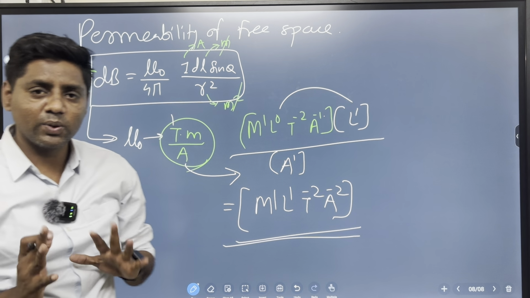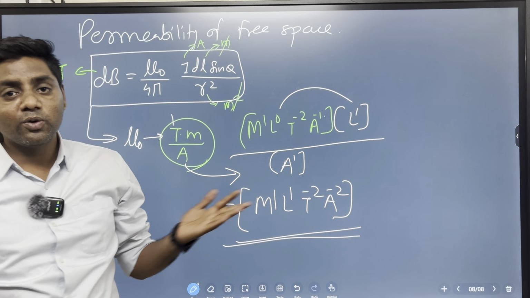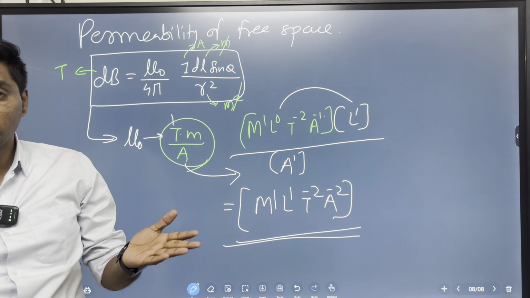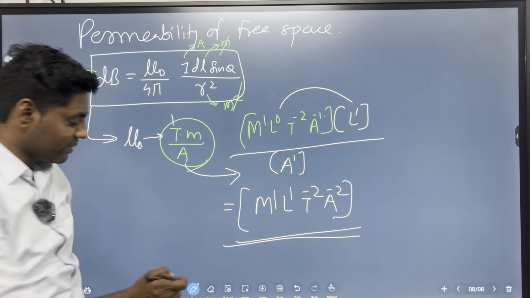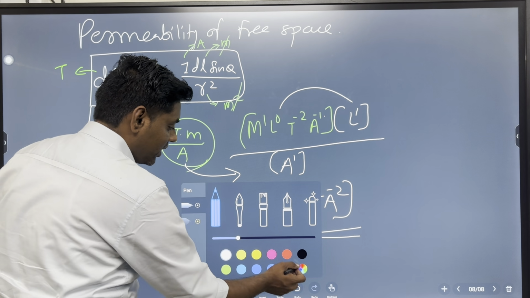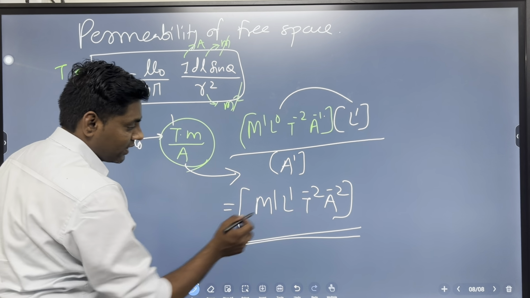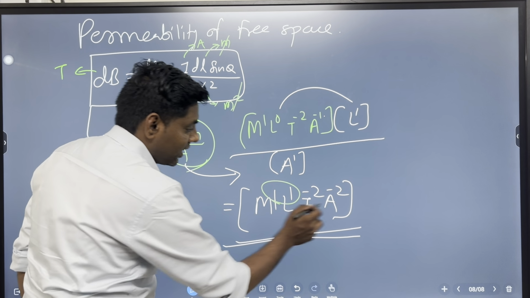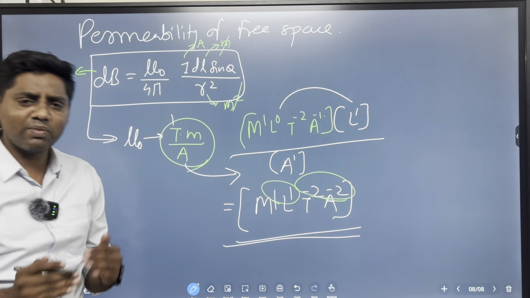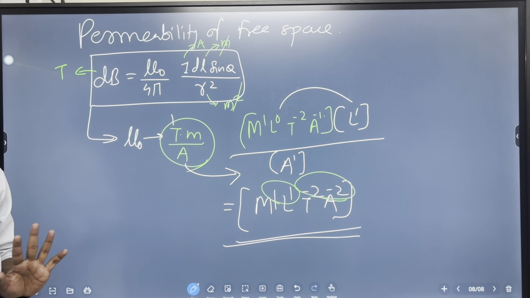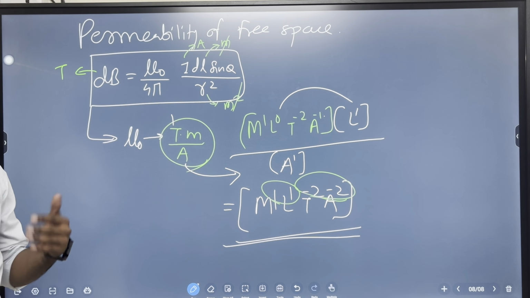Many times I told the students, for permeability you can remember L1 minus double 2. What is the meaning of that? L1 minus double 2 means this is the L1 and this is the minus 2. In such a way you can also remember the dimensions. So we go for the next dimension.